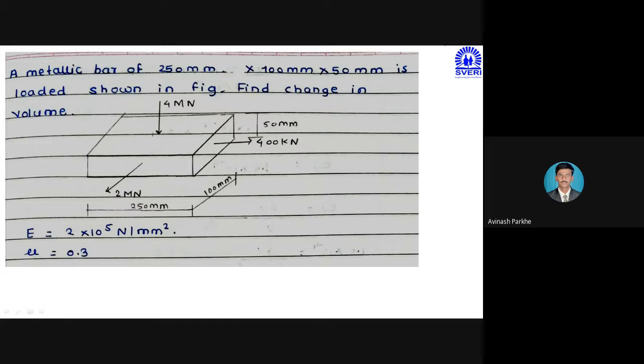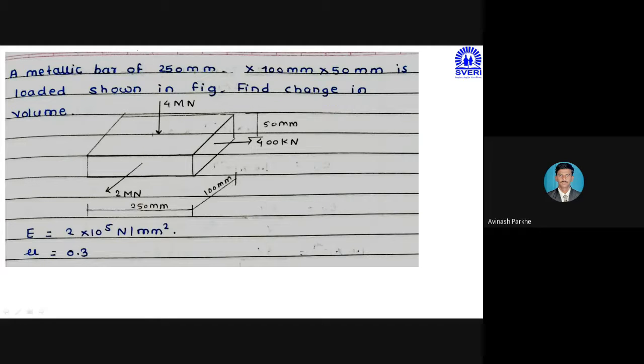Based on this, the problem in front of you is one I have given for your exercise, to solve at home. Two or three students have solved it and got the answer. Others, please try to solve this particular problem. We will solve it now simultaneously. So this is the problem.